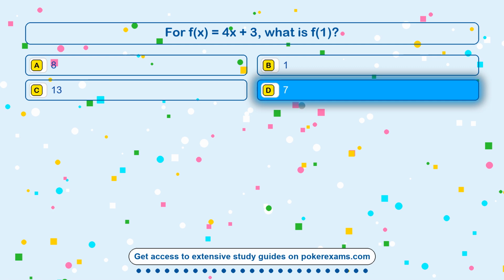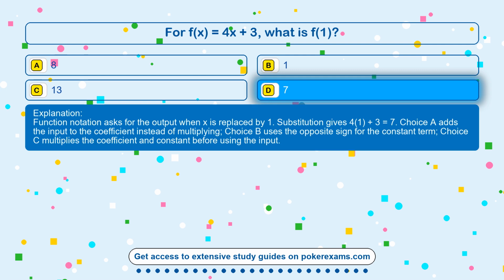The correct answer is option D, 7. Function notation asks for the output when x is replaced by 1. Substitution gives 4(1) plus 3 equals 7. Choice A adds the input to the coefficient instead of multiplying, choice B uses the opposite sign for the constant term, choice C multiplies the coefficient and constant before using the input.